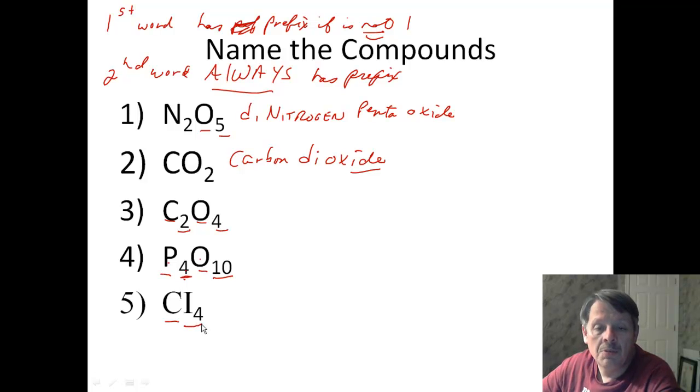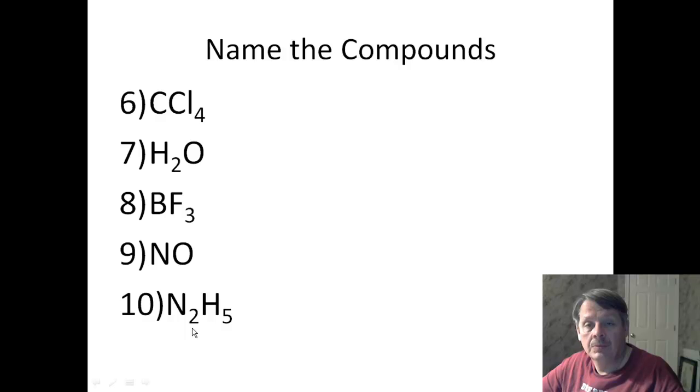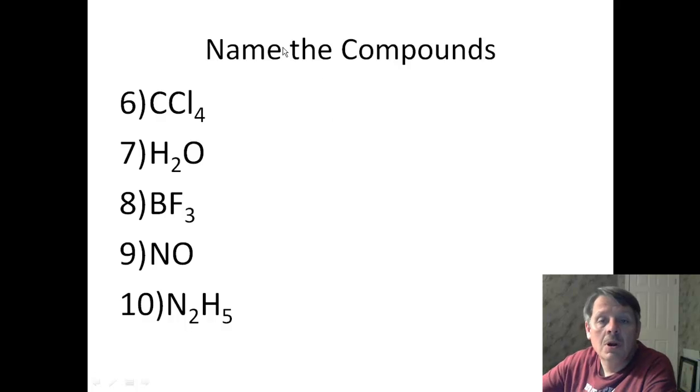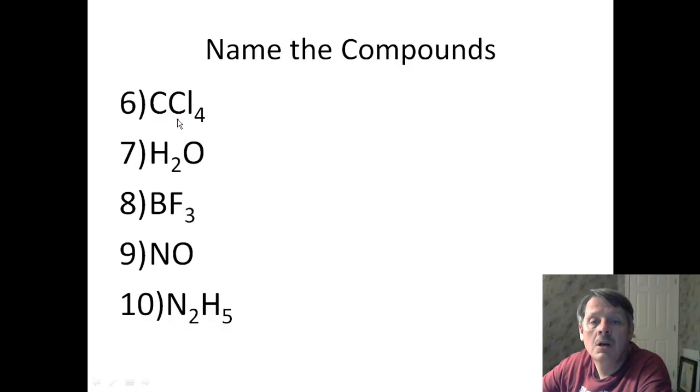This is carbon with 4 iodines, so it's carbon tetraiodide. Not iodine, but iodide. Right, notice they're all ending in IDE. The last word is always ending in IDE. Number 6, carbon with 4 chlorines is going to be carbon tetrachloride.